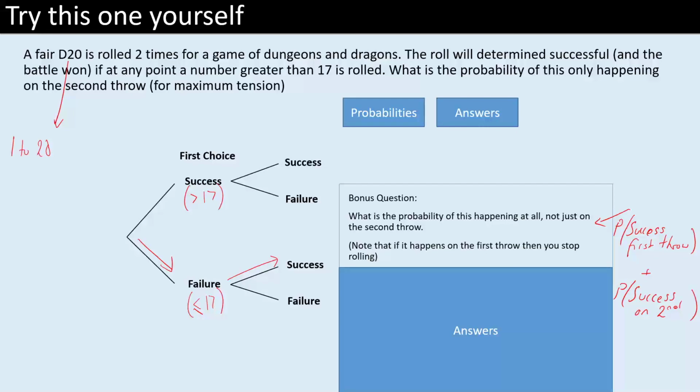And that's it for this one. In the next video, we're going to look at what we call dependent events, things which do impact one another. And we'll see that actually the techniques that we've been working with are still pretty good.